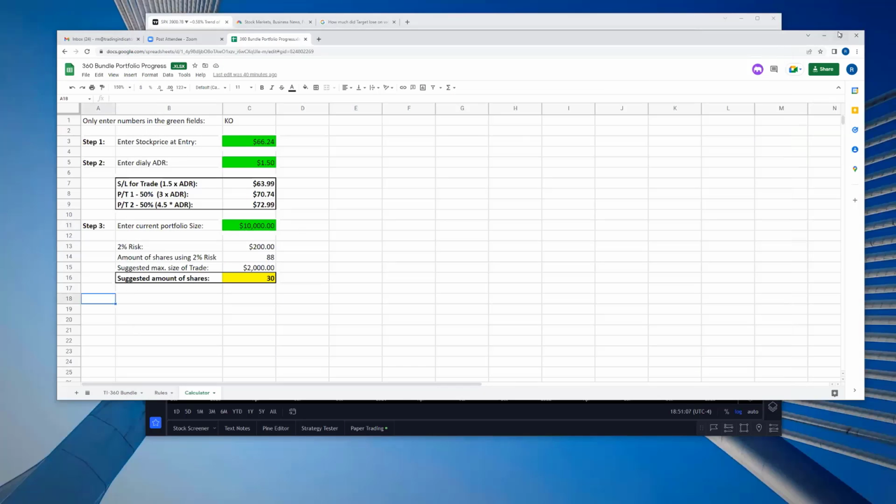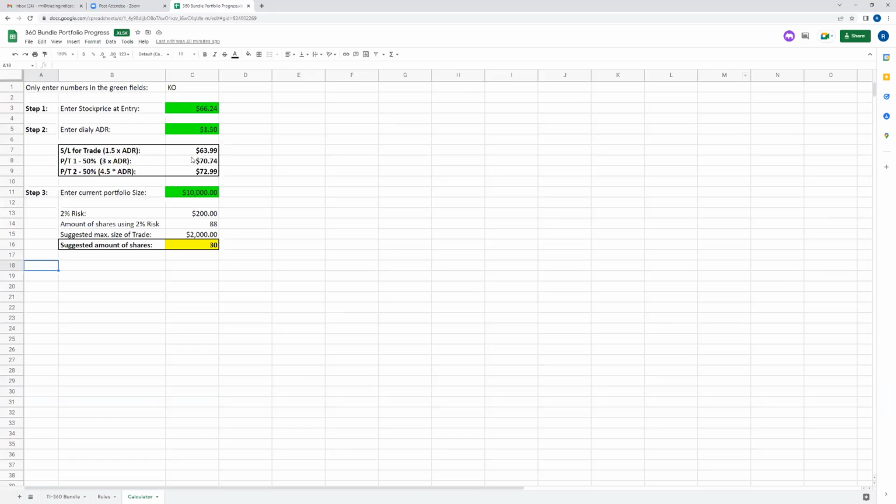Here it is. The next thing is, once you put that in, this automatically calculates your stop loss, the first profit target, and the second profit target, and also what kind of risk we have per position. The maximum risk we will have here from the $10,000 portfolio is $200, and that would give us the chance to do 88 shares. Why? Very simple. Because if we take the stop loss, which is from 66 to 63, let's say that's $2.50, and we divide 200 by $2.50, we get 88 shares.